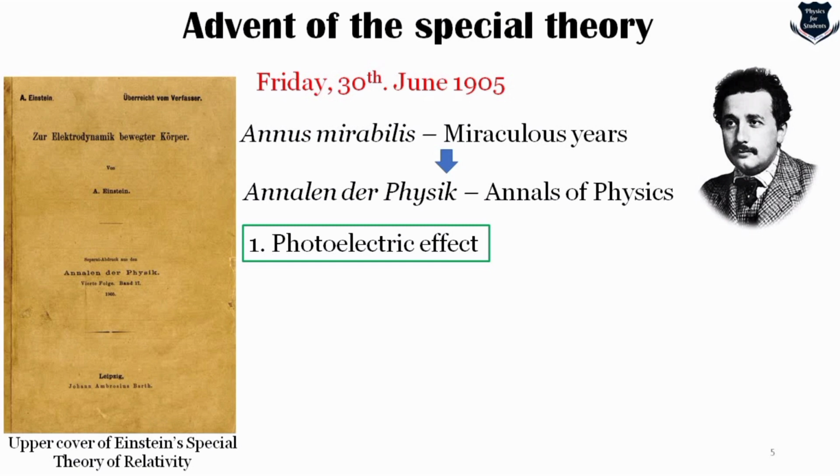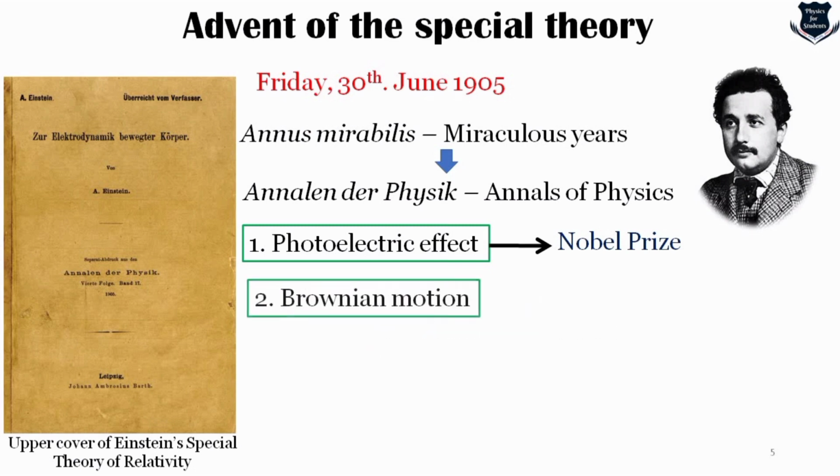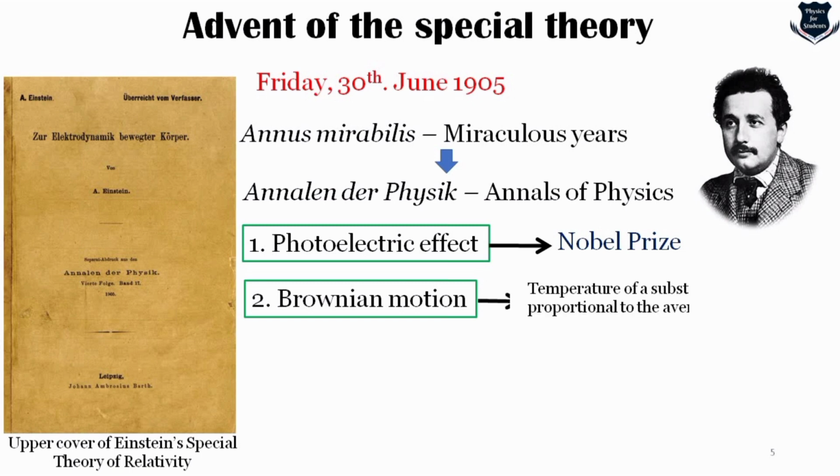The first paper explained the photoelectric effect, which was the only specific discovery mentioned in the citation awarding Einstein the Nobel Prize in Physics. The second paper, on Brownian motion, led reluctant physicists to accept the existence of atoms. The third paper introduced Einstein's theory of special relativity.